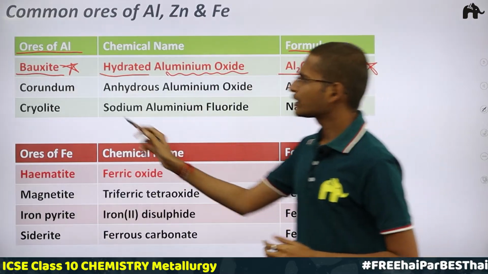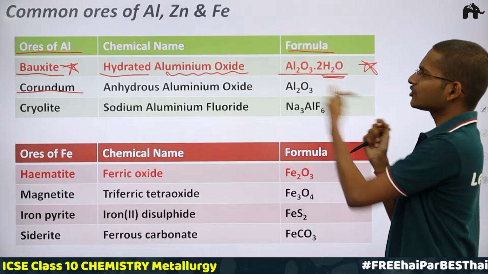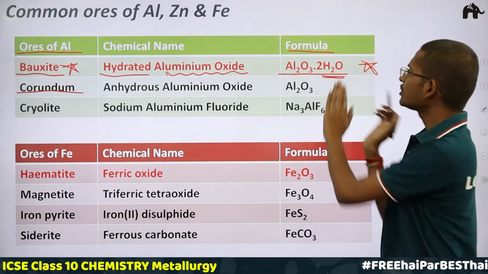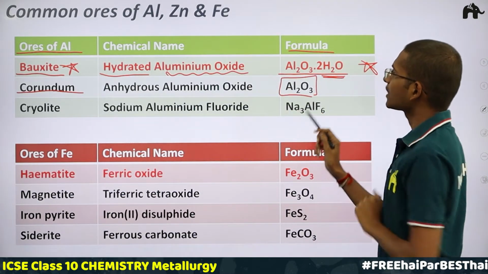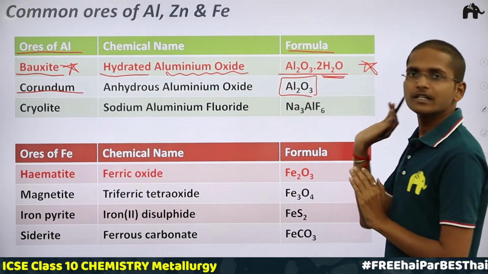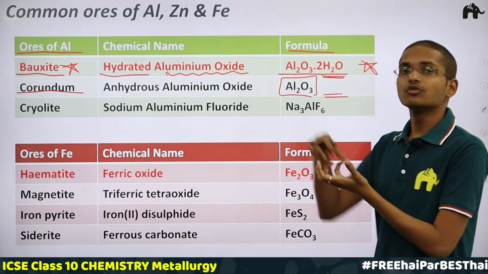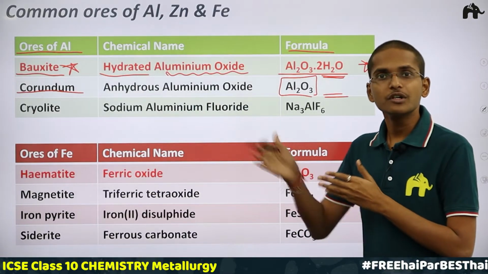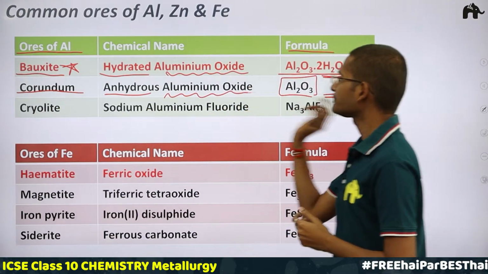Next is corundum. Why have I written it below bauxite? Because its chemical formula is also similar to that of bauxite. Al2O3.2H2O is bauxite's chemical formula. You just remove this water of crystallization, and you would find corundum's chemical formula, Al2O3. Very simple, aluminium oxide. Since water is absent, we can call it anhydrous. When we remove the water, that compound becomes anhydrous. Anhydrous means water is removed. So anhydrous aluminium oxide.